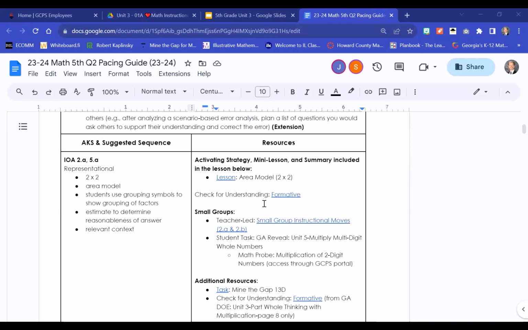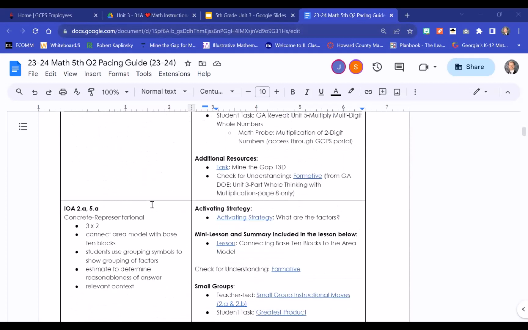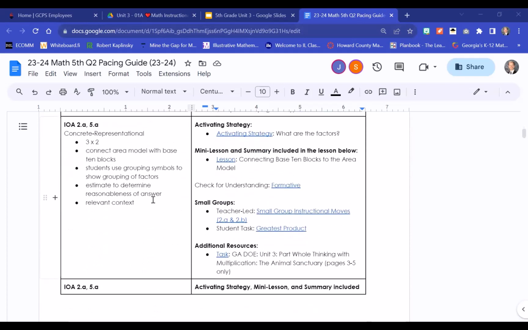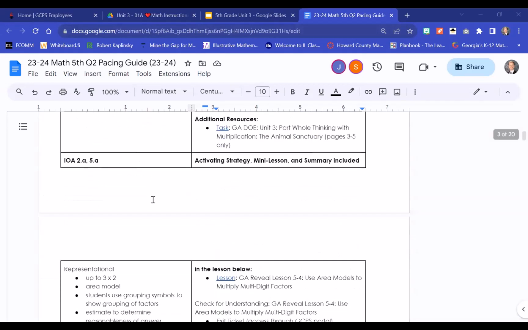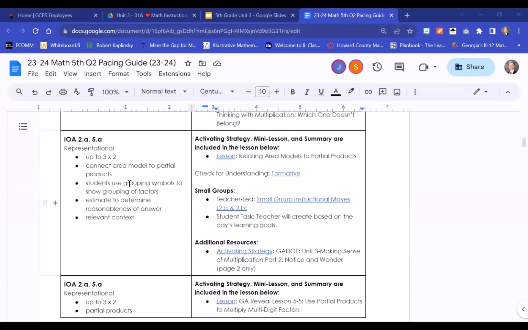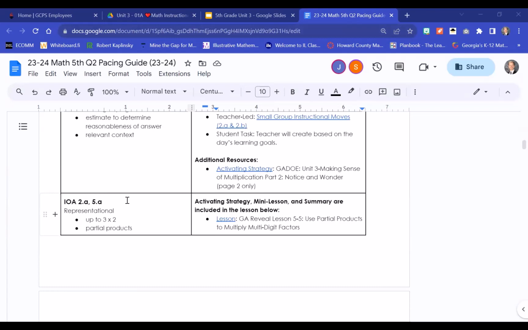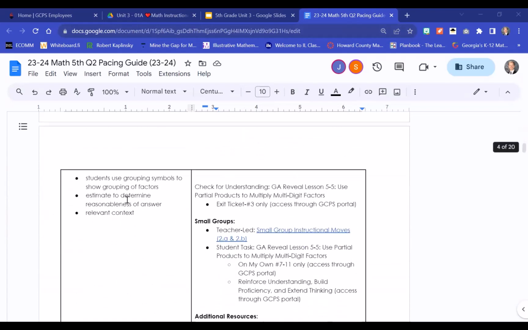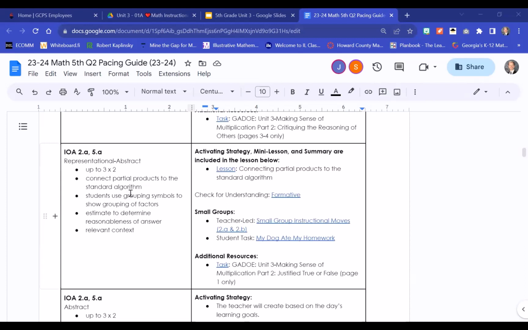Day 1 revisits 2-by-2-digit multiplication from 4th grade using an area model before transitioning to 3-by-2-digit multiplication. Students will connect base 10 understandings to the area model representationally. While continuing to explore representational strategies, students will connect the area model to the partial product strategy. When transitioning from representational thinking to abstract thinking, students will connect partial products to the standard algorithm for multiplication.